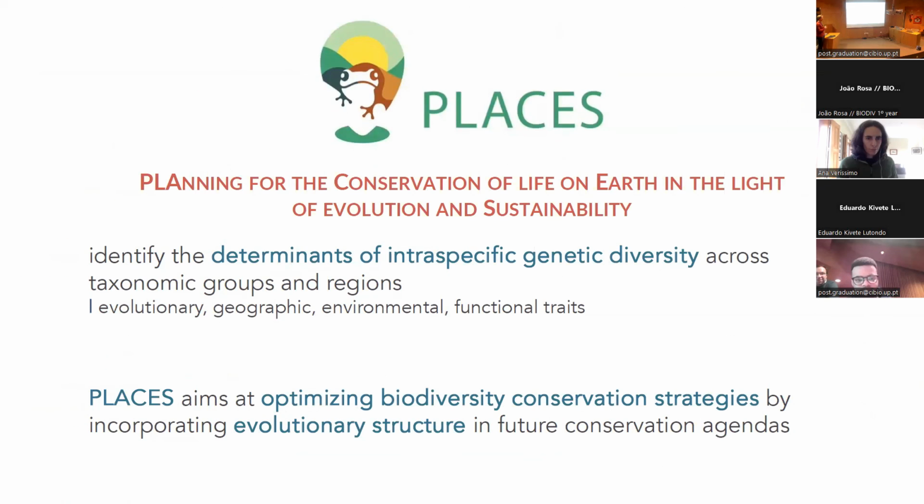And so yeah, this has been my work. I've been trying to identify traits that are related to diversification and that help explain these different species richness patterns. And now I will be working under the project PLACES, which stands for Planning for the Conservation of Life on Earth in the Light of Evolution and Sustainability. And my main role will be to identify the determinants of interspecific genetic diversity across taxonomic groups and regions. And these can be either evolutionary, geographic, environmental, or functional traits, or a combination of these traits. And ultimately, this project aims at optimizing biodiversity conservation strategies by incorporating evolutionary structure in future conservation agendas.